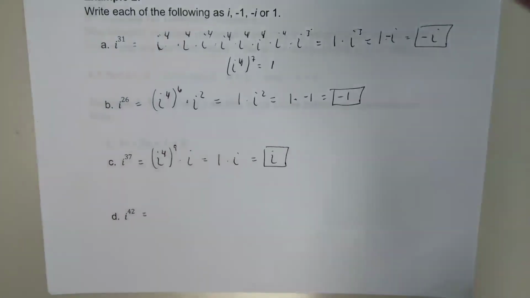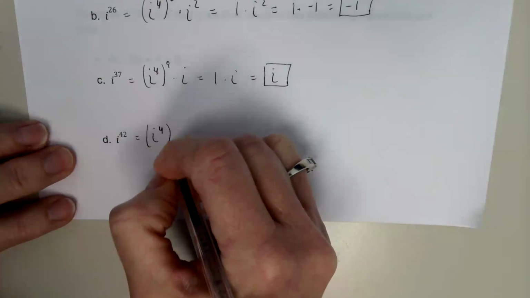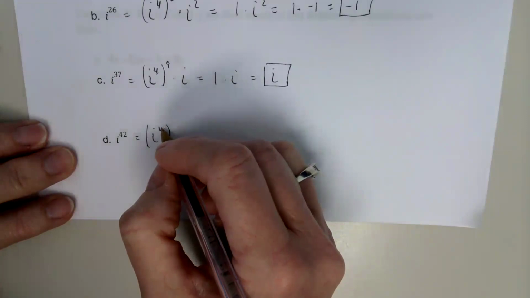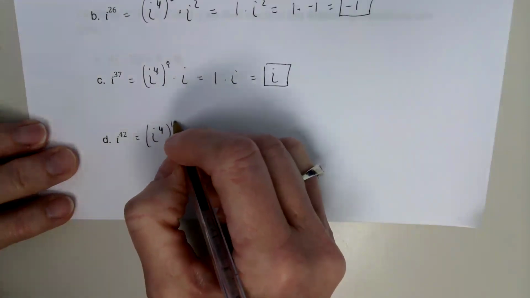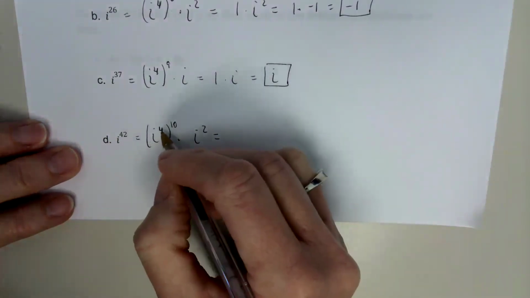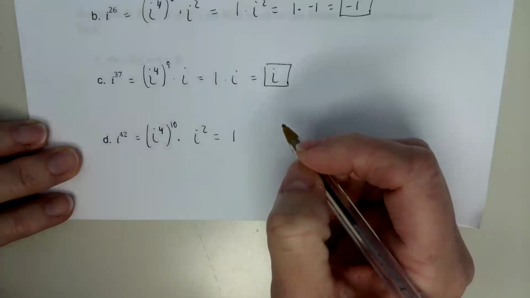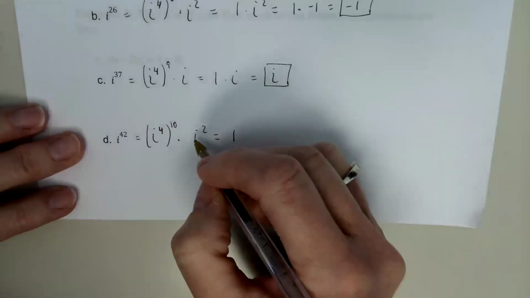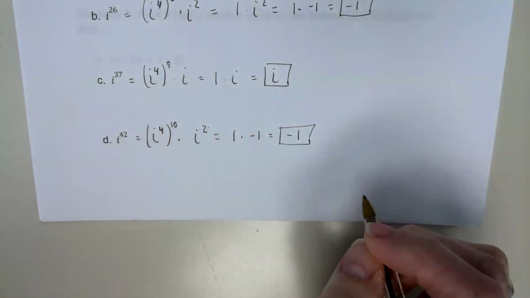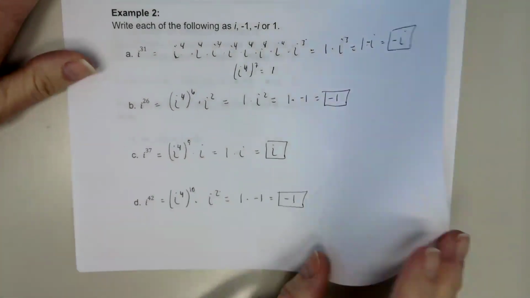And then lastly, we have i to the 42. So i to the fourth times 9 times 10, or to the 10th, would be 40, and then I'll have an i squared left over. So i to the fourth to the 10 would be 1. And then we'll have i squared, which is a negative 1. So that leaves us with a negative 1. That's what we have for those 4.